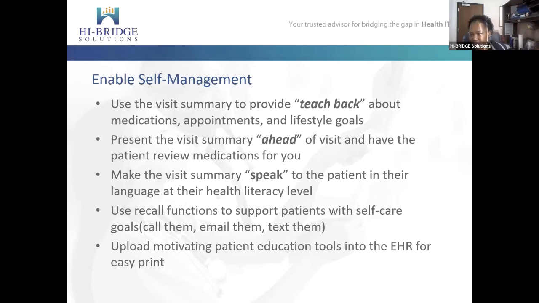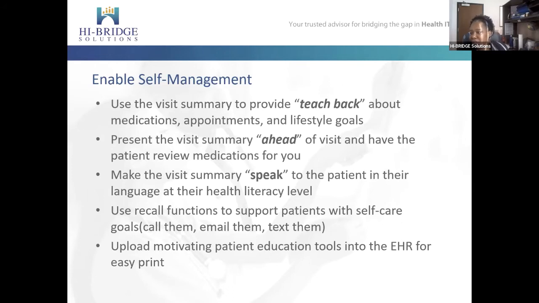So give them a teach-back of what you've discussed about medications, appointments, their lifestyle goals, and what your expectations are for them to improve their blood pressure. Present the visit summary ahead of the visit and have the patient review the medications for you. Make the visit summary speak to the patient in their language, at their health literacy level. Like I mentioned, they are not familiar with the medical terms that we're familiar with as clinical staff.